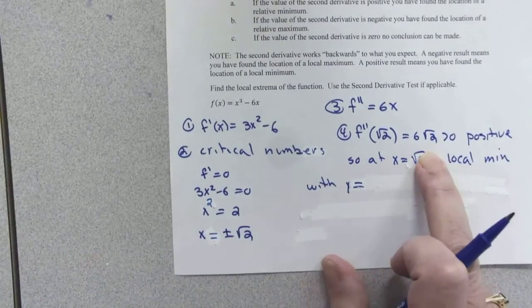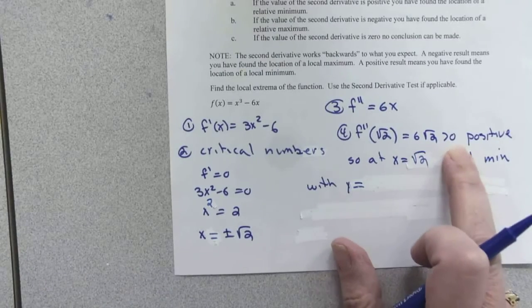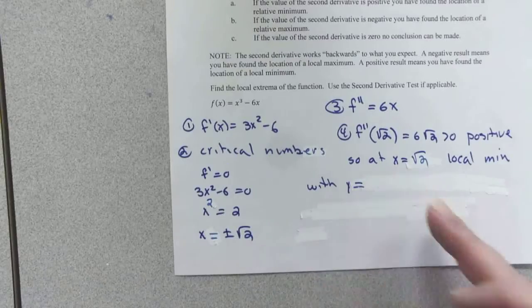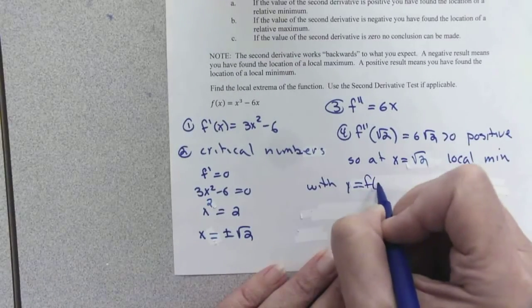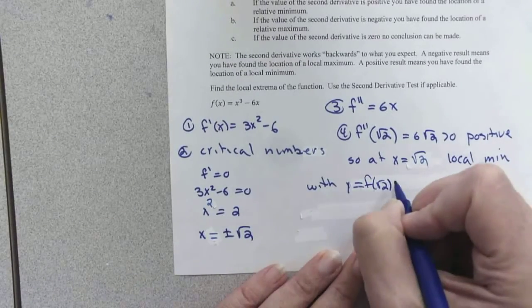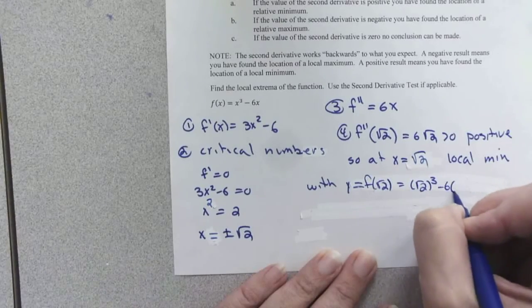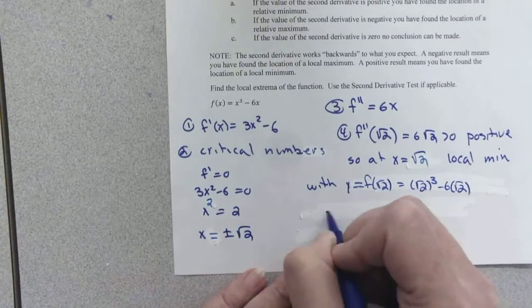So just reiterating that 6 square root of 2 has no meaning other than it's positive. It tells us about the x equals square root of 2. That's a local minimum. And then my y coordinate comes from the original function. And this will be a whole lot easier to simplify.